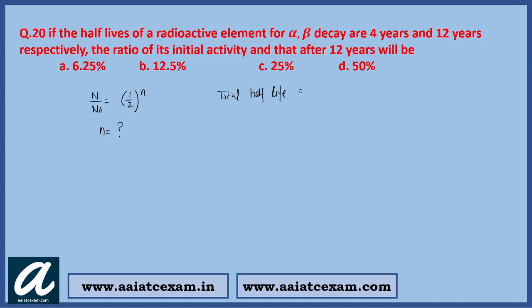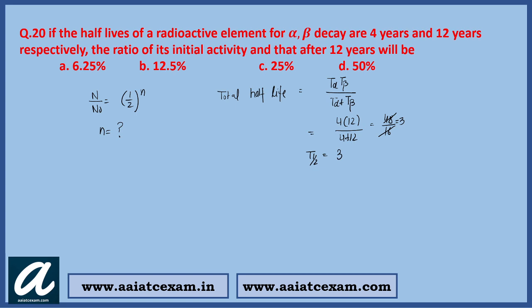This should be equal to half-life of alpha into beta by half-life of alpha plus beta. Students, what is T alpha? It is 4. What is beta? It is 12, by 4 plus 12. So it is 48 by 16, which will become 3. So students, this is half-life, this is T half. T half is 3, students.